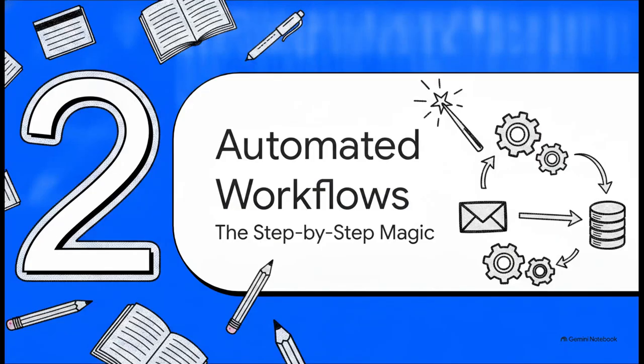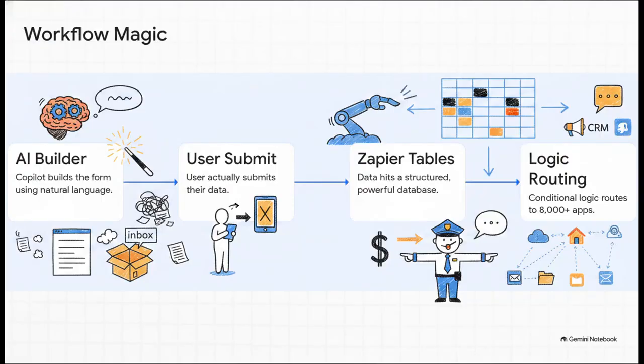All right, moving right along to Section 2, Triggering Automated Workflows, the step-by-step magic. Let's break down the exact journey your data takes, step by step. Because as a virtual assistant, you need to know exactly how to set this up. Step 1. You log into Zapier, hit Create, and your AI Copilot builds the form using simple natural language. Boom, done in seconds. Step 2. Your user actually submits their data. Now historically, this is where data goes to die in a messy, chaotic email inbox, but not anymore.